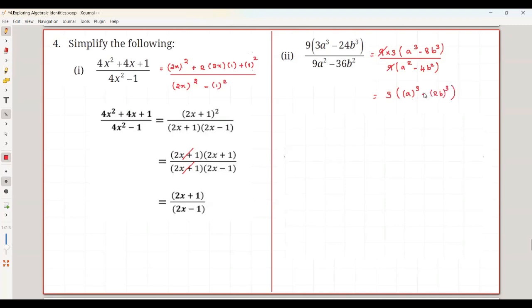Okay, now this is in a cube minus b cube format. The denominator is in the form of a square minus b square format, with 2b the whole square. Can anyone say the formula for a cube minus b cube?